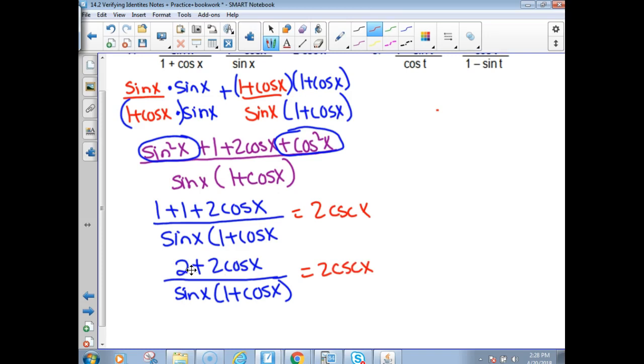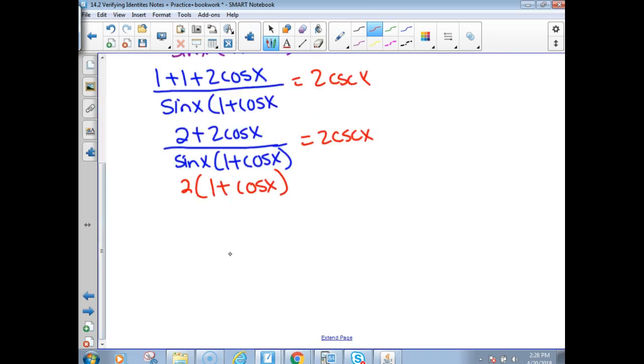What can I do here? Wasn't the strongest factoring issue that you ever had. You can factor this. Factor out a 2. Okay, 2 times 1 plus the cosine x. All right, so then your denominator is sine x times 1 plus cosine x. And all you have to do is show me that you can cancel out the 1 plus cosine x top and bottom.